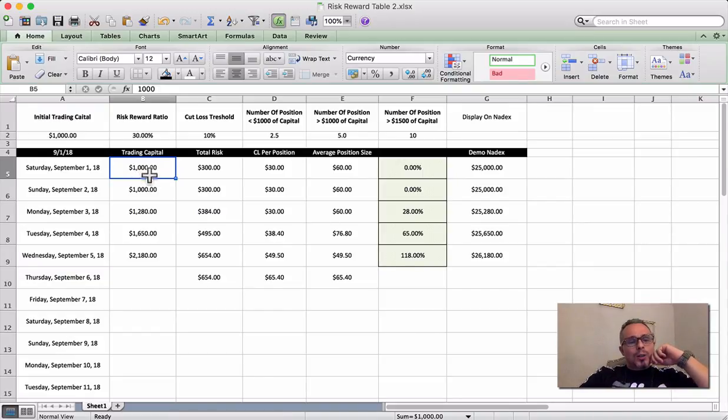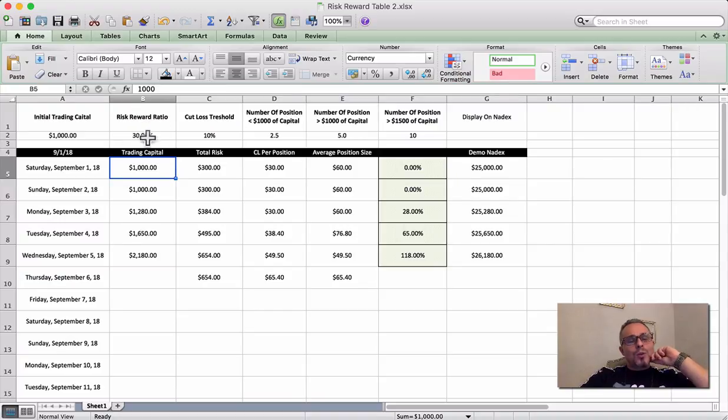To give you a quick review here, the initial capital is set to 1,000. Our risk reward is 30%. Our cut loss threshold is 10%. And the number of positions is variable, according to how your capital grows. I'm going to explain all this in a minute.